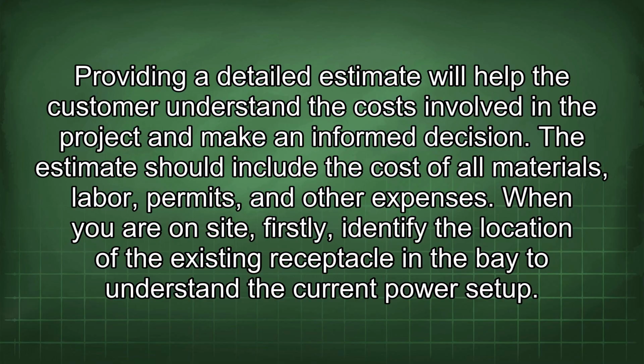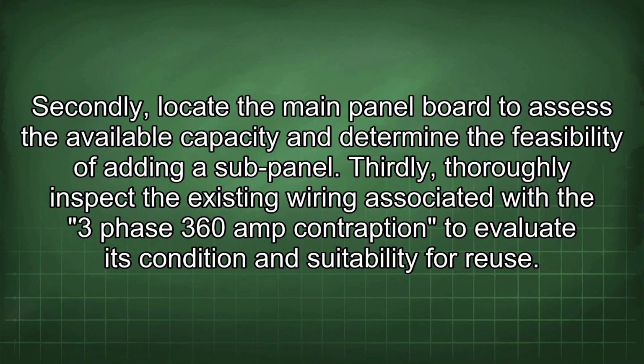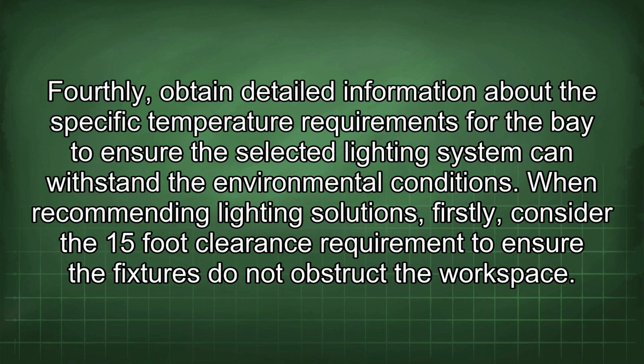When you are on site, firstly, identify the location of the existing receptacle in the bay to understand the current power setup. Secondly, locate the main panel board to assess the available capacity and determine the feasibility of adding a sub-panel. Thirdly, thoroughly inspect the existing wiring associated with the three-phase 360 amp contraption to evaluate its condition and suitability for reuse. Fourthly, obtain detailed information about the specific temperature requirements for the bay to ensure the selected lighting system can withstand the environmental conditions.